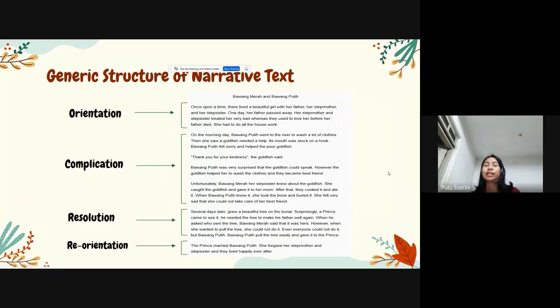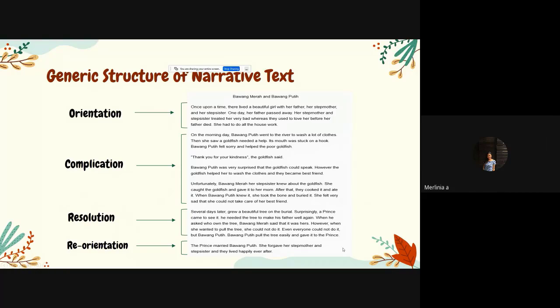And about the language features of narrative text, you should pay attention to this, okay? The language feature used in narrative text is simple past tense. Why does it use simple past tense? Because the story in narrative text talks about past events. So you need to use the simple past tense in writing the story of narrative text. Do you got it? Yes, Miss.